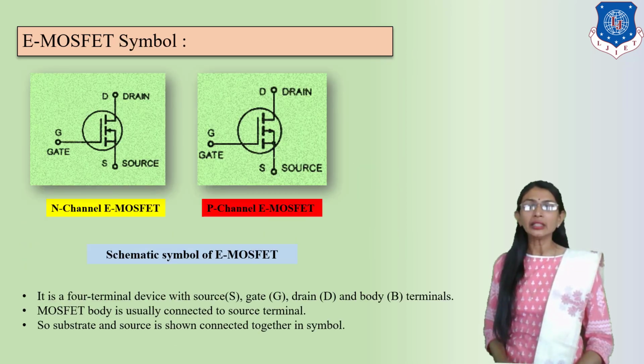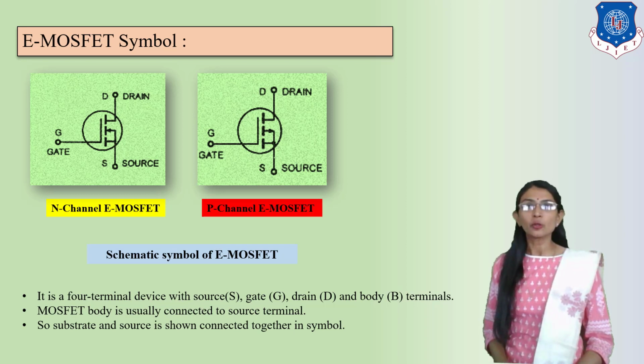Look at this, these are the two symbols of the E-MOSFET. The first one is N-channel E-MOSFET and the second one is the P-channel E-MOSFET. Actually, in the E-MOSFET, we will have four terminals. Which are the four terminals? Drain, gate, source, and the fourth one is the body terminal, that means the substrate terminal. Always the substrate terminal and the source terminals are connected together. So we can draw here the three main terminals, drain, gate and source.